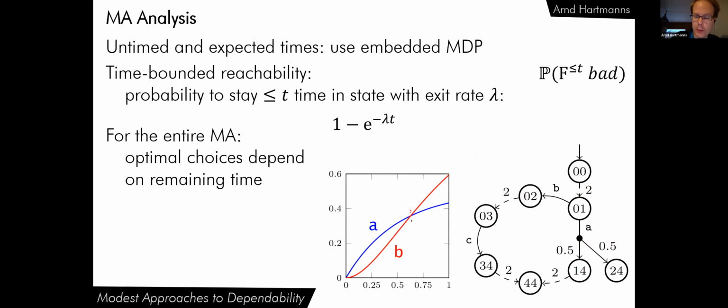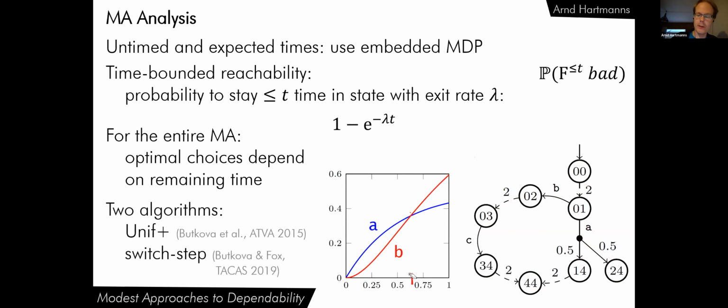So you see that if you have more than 0.67 time units left, then sure, go for B. But if you have less time, well, you need to risk A. And there are 2 competitive algorithms nowadays doing that, based on uniformization and adaptive discretization of the time horizon.